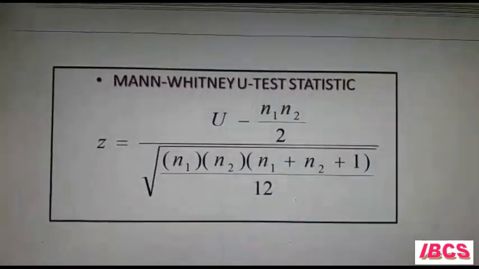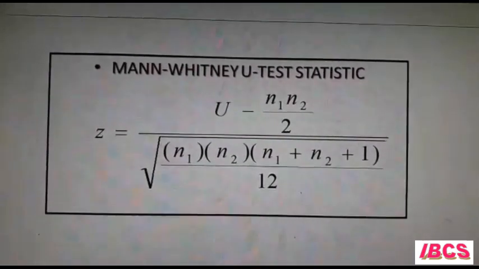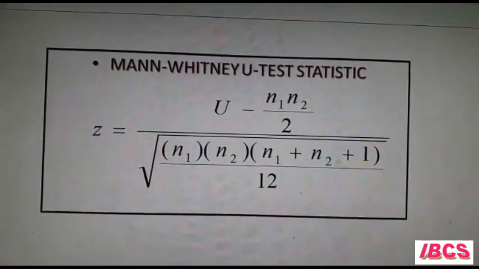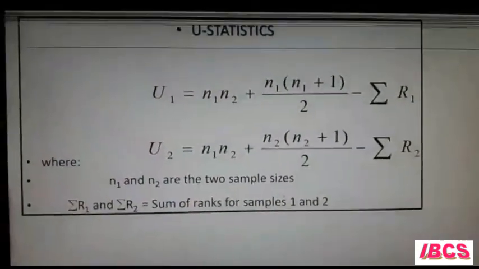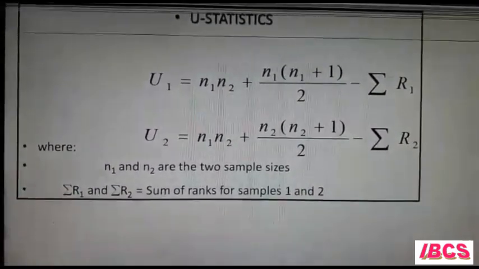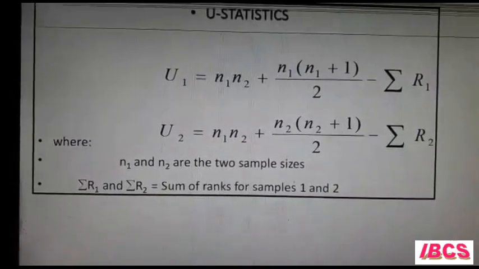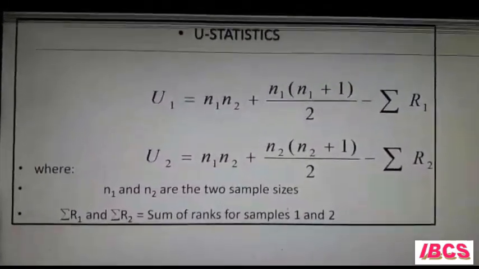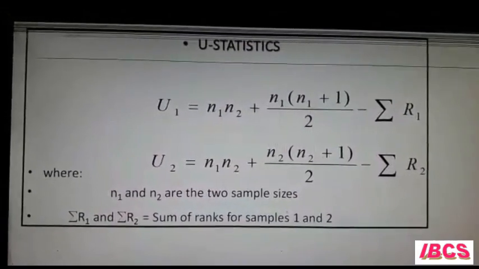This is the Z test for the U test statistic. So Z is equal to U minus n1 n2 by 2, divided by the square root of n1 into n2 into (n1 plus n2 plus 1) by 12. Here we calculate U1 and U2, where U1 is based on the rank sum R1 and U2 is based on the rank sum R2, where summation R1 and summation R2 are the sums of the ranks for sample 1 and 2. So you can use either U1 or U2 for the U statistic.